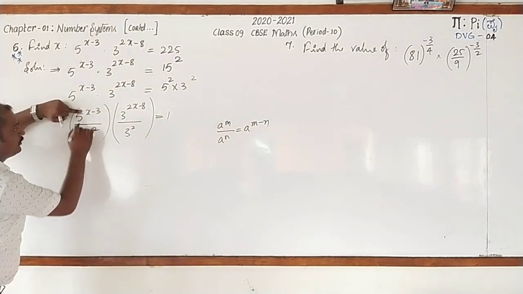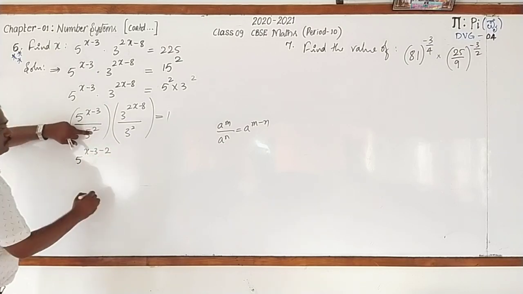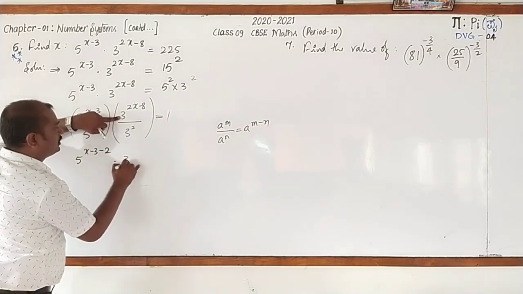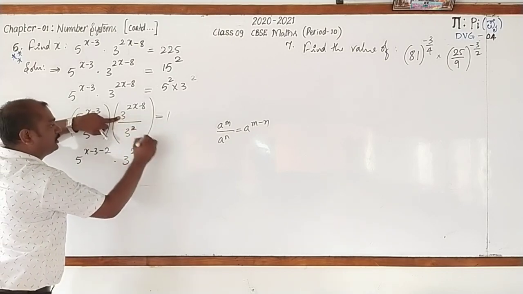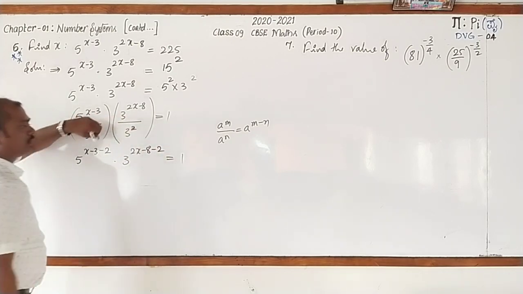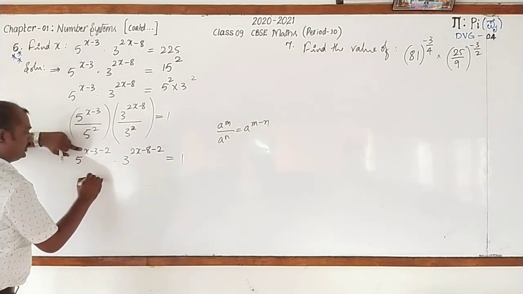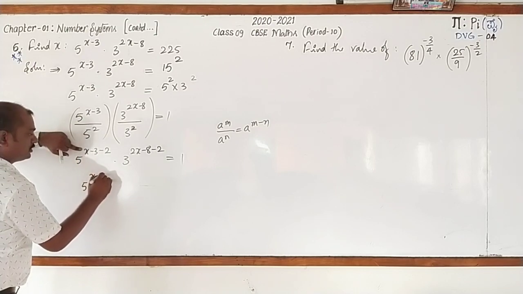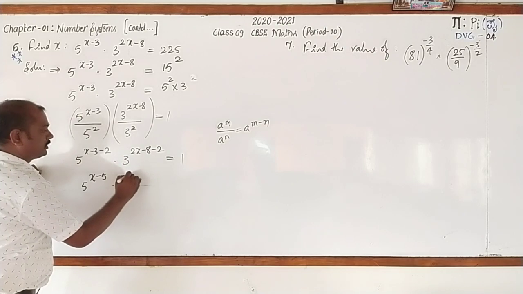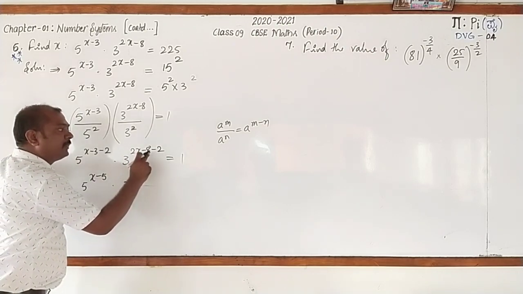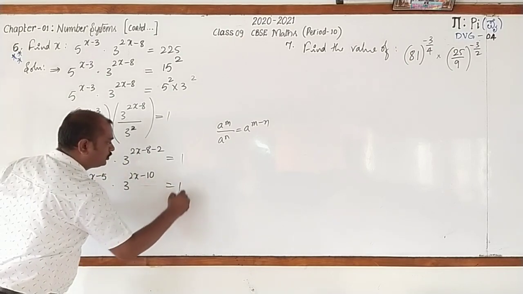Based on that, 5 raised to the power x minus 3, take this to the numerator, minus 2, into 3 raised to the power 2x minus 8, take 2 to the numerator, minus 2, is equal to 1. Now 5 raised to the power x minus 3 minus 2, it is x minus 5, into 3 raised to the power 2x minus 8 minus 2, it is 2x minus 10, which is equal to 1.